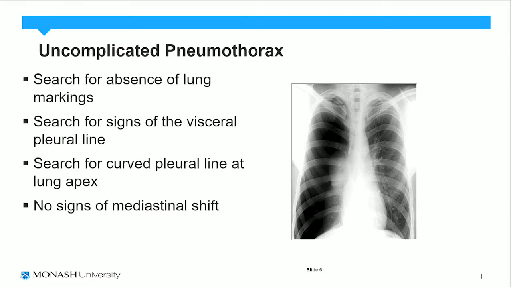So pneumothorax, the uncomplicated pneumothorax, there's no midline shift with an uncomplicated pneumothorax. The things you need to search for is the absence of lung markings. So if we look at this chest on the right side and we compare to the left side, we can see that the left side has got lung markings, whereas on the right side the majority of the lung has no lung markings. You also need to search for signs of a visceral pleural line, and then sometimes where it's a small pneumothorax, search for a curved pleural line at the lung apex.